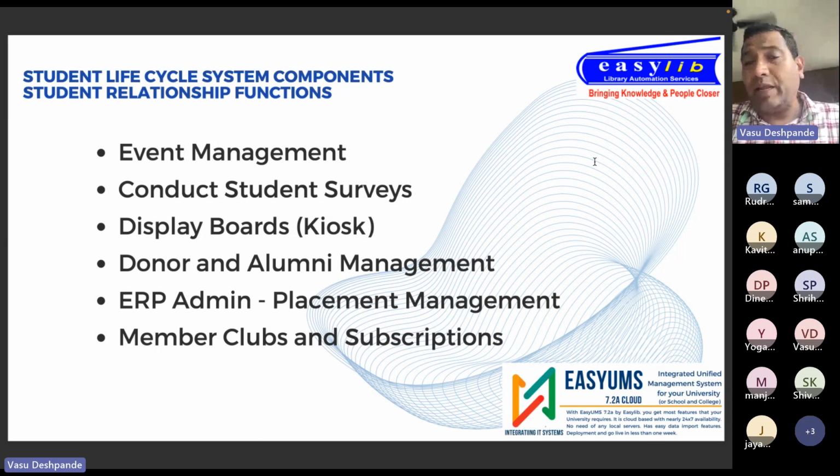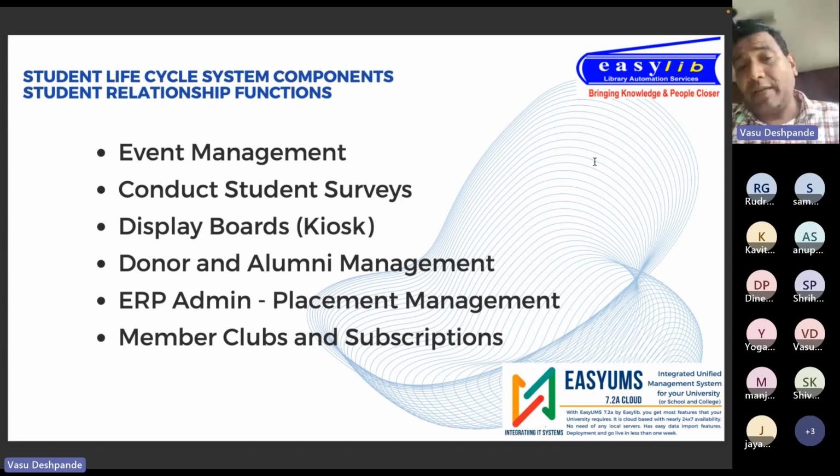Then you have got alumni management. You know where your alumni are studying, and what profession they are in. How can they help in growing your own organization? Are you coming up with new projects with the alumni's help? Can you get some donations from them? Or are you going and approaching different people to get funds for your organization? So a lot of these things are all part of the student relationship functions within the life cycle system.